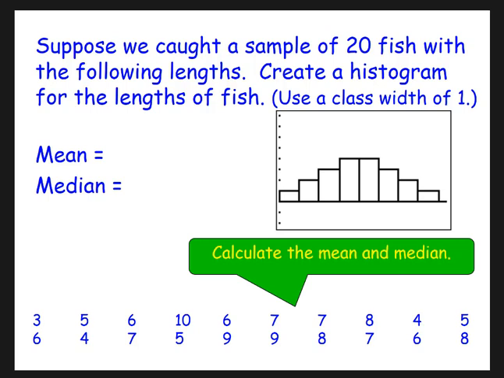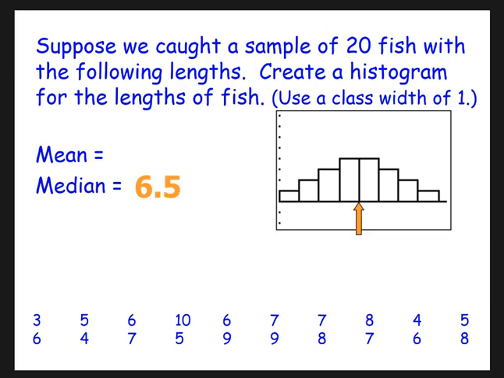Calculate the mean and median. Well, the median, if we put them in order from smallest to largest, is 6.5. Notice this is a perfectly symmetrical distribution. The median should be right in the middle. If that is a perfectly symmetrical distribution, the mean will also be in the middle. If it is a symmetrical distribution, the mean and median will always be equal.